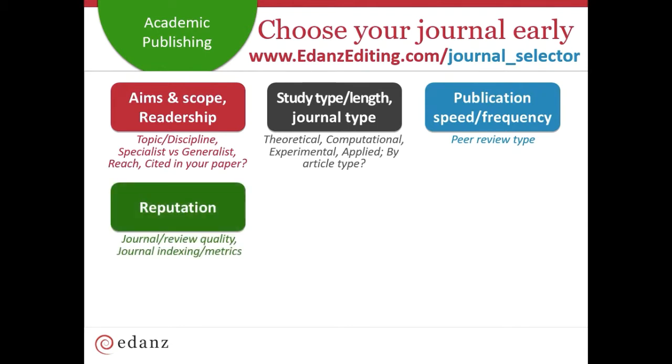A journal's reputation is another factor, so find out what journals your colleagues read and trust. Look at journal and peer review quality, and look for journals in well-known international indexes such as Scopus and Web of Science, but interpret journal citation metrics carefully.